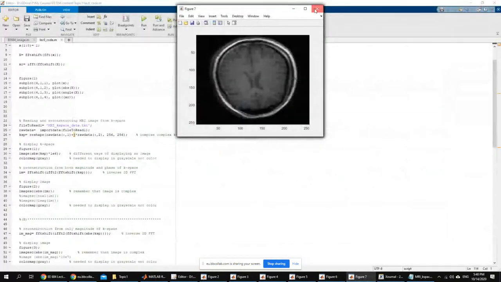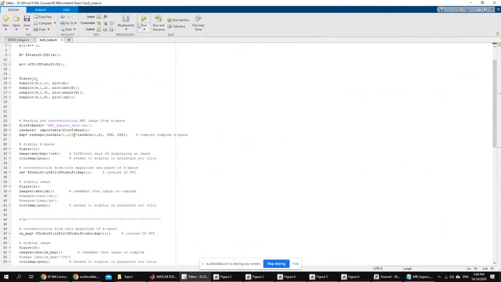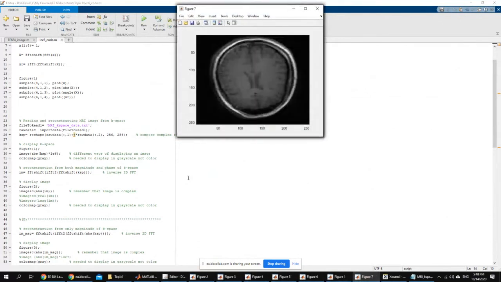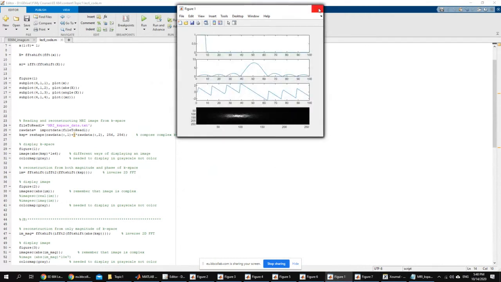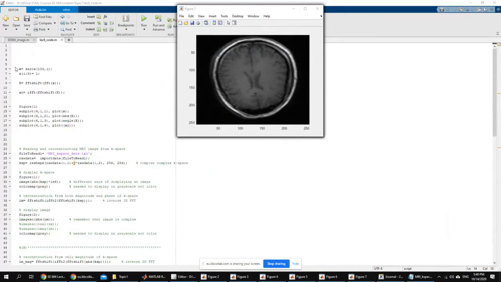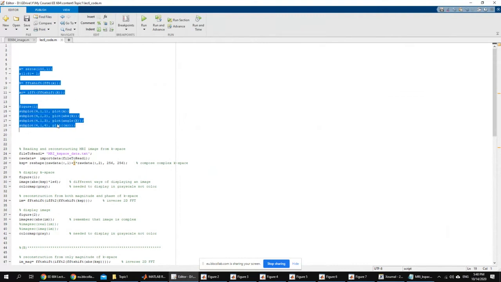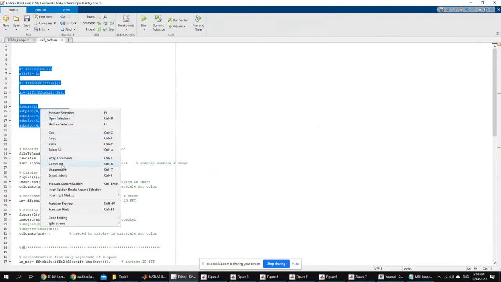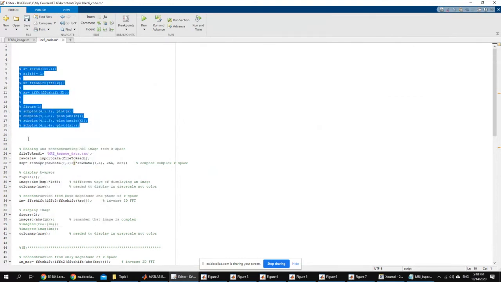Okay, maybe I should just close that first. Okay, so first of all, in figure 1, I'm sorry, let's just do it again. Maybe I should just come in this part for now and close all.